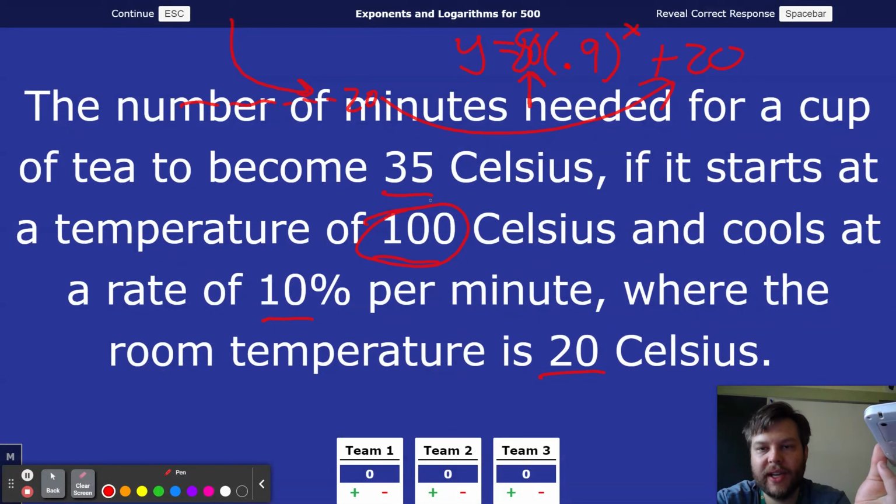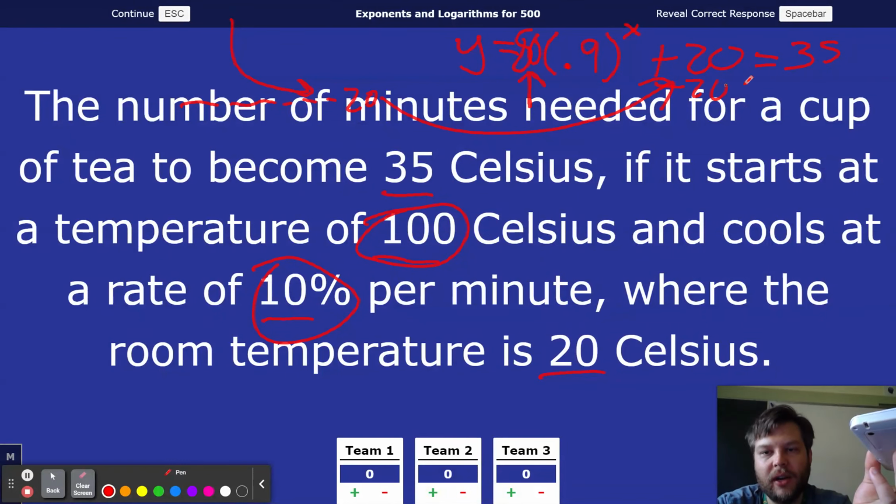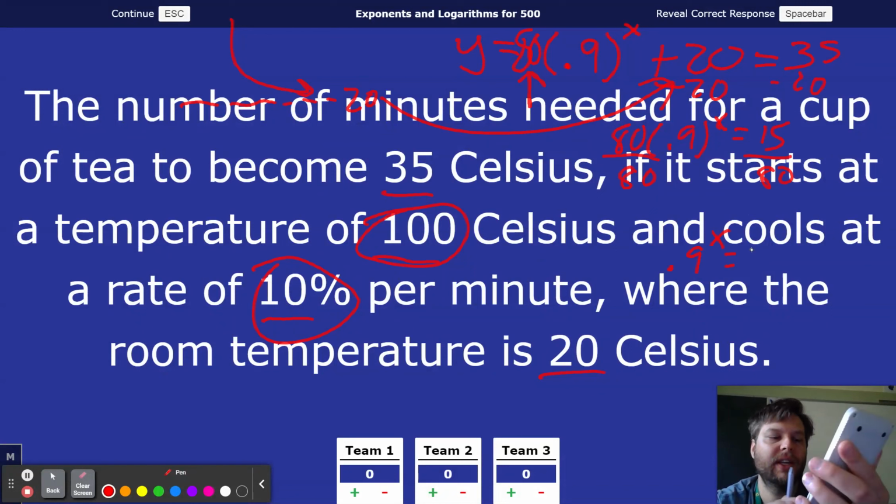And now the question's asking me, oh, and I did 10%. If you lose 10%, you have 90% left over. What we need to do now is solve for when that's going to equal 35. So solving that, take away 20 from both sides. 80 times 0.9 to the x is 15. Divide both sides by 80. So 0.9 to the x is whatever 15 over 80 is, 0.1875.